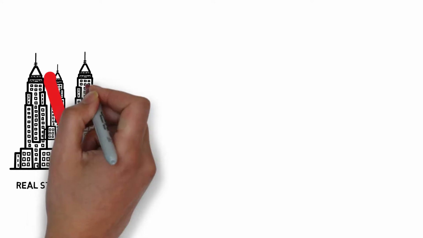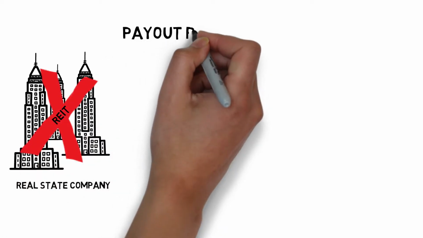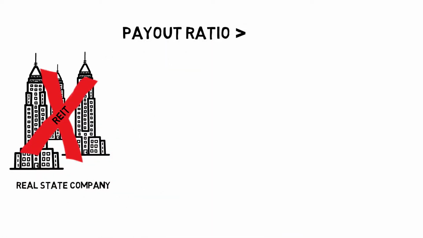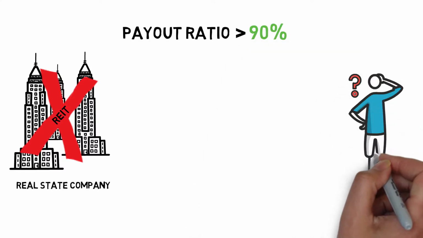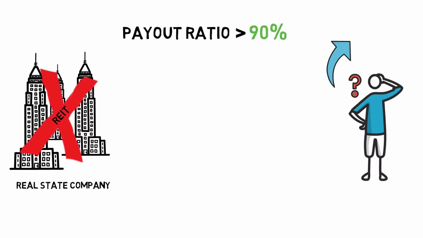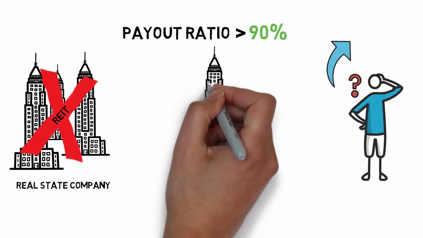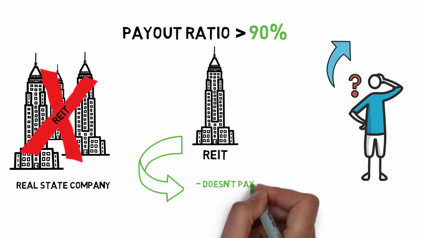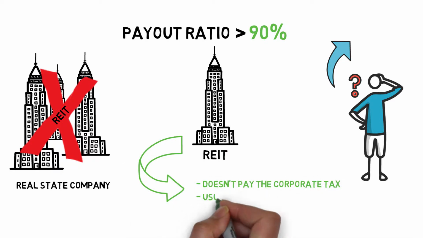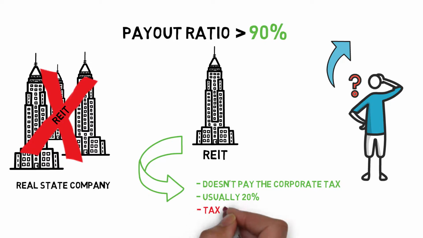One of the requirements is that the payout ratio must be higher than 90%. If you don't understand the term payout ratio, I recommend you watch the video that appears above where we explain this deeply. One of the advantages of REITs is that they don't pay the corporate tax, which usually is 20%. And this also brings some cons in terms of taxes, which we will see later.